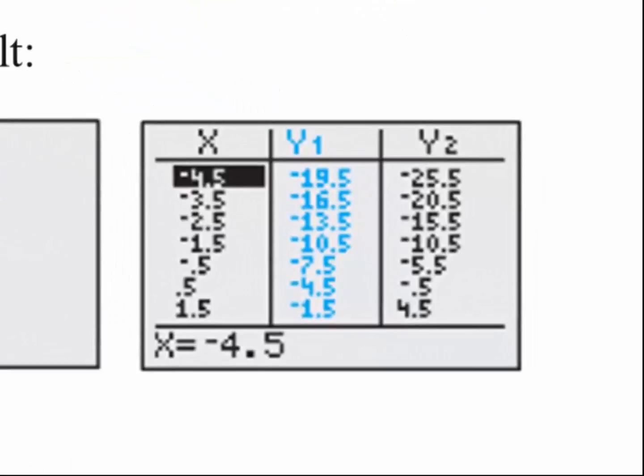Using our table feature, we can see at negative 1.5 the values are the same, and if we look at x's that are larger than negative 1.5, we have y1 being smaller than y2. So we have verified this by using a graphing calculator.